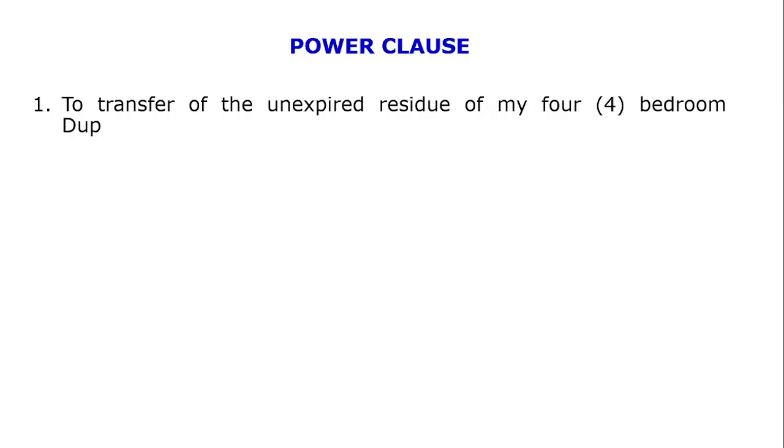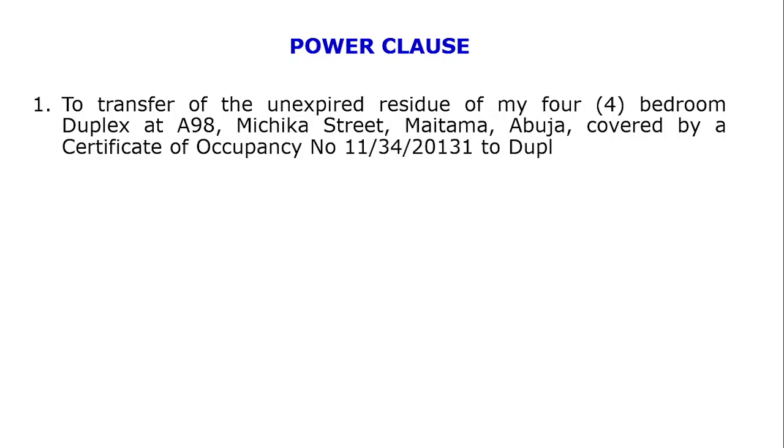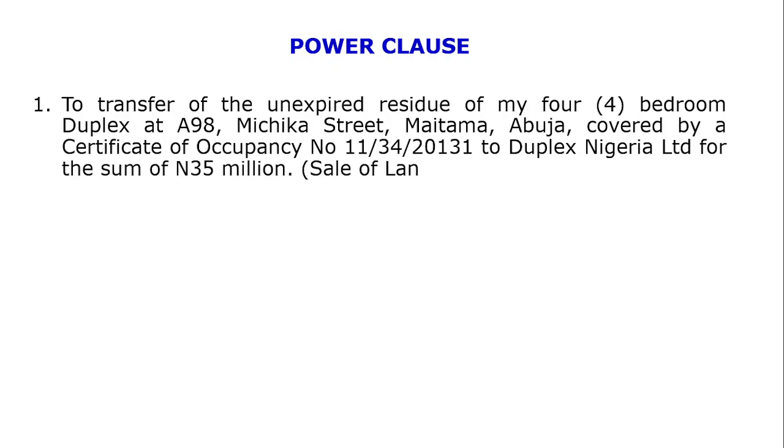Because of your understanding of power of attorney, you will be able to know that this particular person being mentioned is the donor. He wants the donee to be able to transfer the unexpired residue of his 4-bedroom duplex at 9 Misha Street, Mitama, covered by a certificate of occupancy, registered as number 11, page 34, volume 20131, to Duplex Nigeria Limited for the sum of 35 million naira. You know that the power clause is disclosing the sale of land transaction because it transferred unexpired residue.